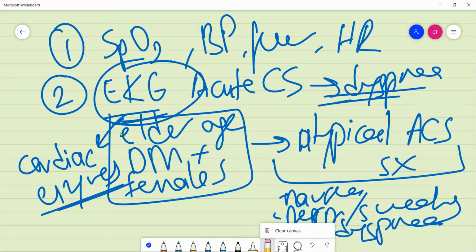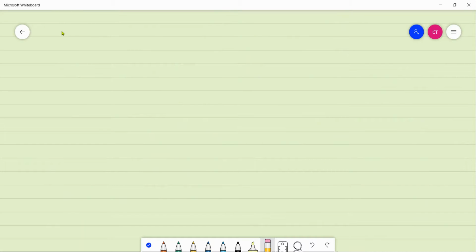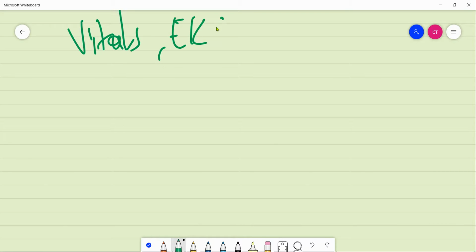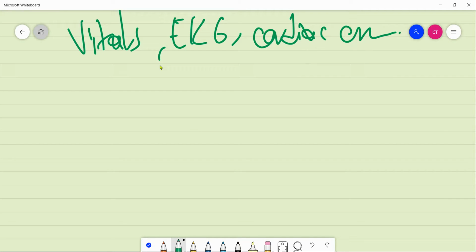Sorry that I cannot manage the space on the board really well, so I have to clear it now. So what did we say? The first one was vitals, then EKG, cardiac enzymes. Okay, I wanted to mention the cardiac enzymes because they come in together with the EKG.